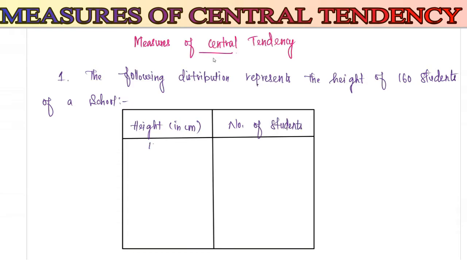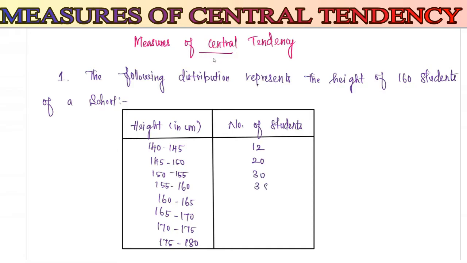140 to 145, 145 to 150, 150 to 155, 155 to 160, 160 to 165, 165 to 170, 170 to 175, 175 to 180. And the number of students are 12, 20, 30, 38, 24, 16, 12, 8.